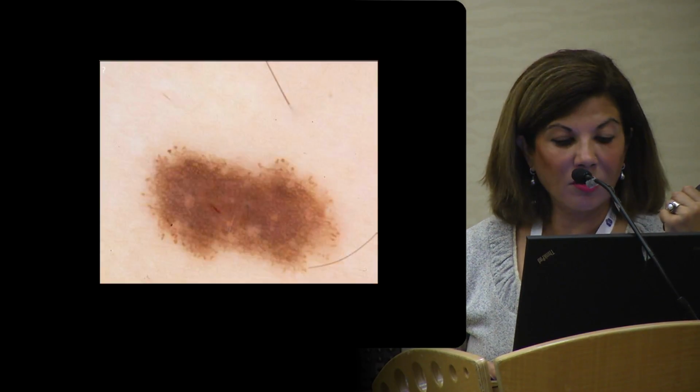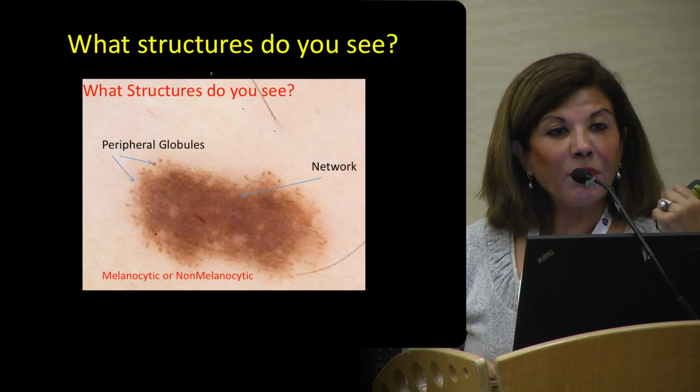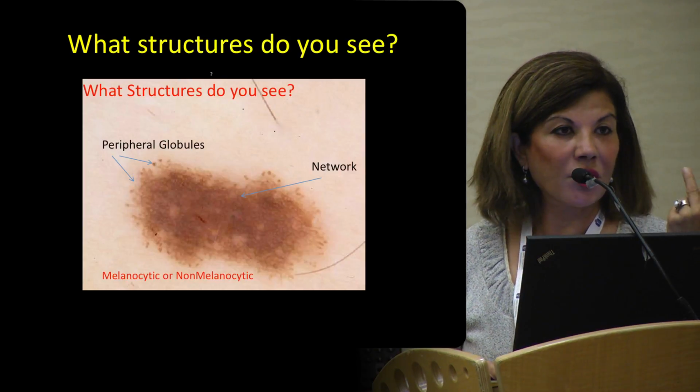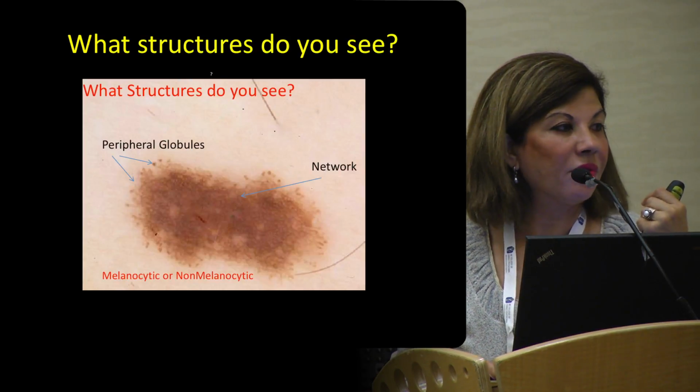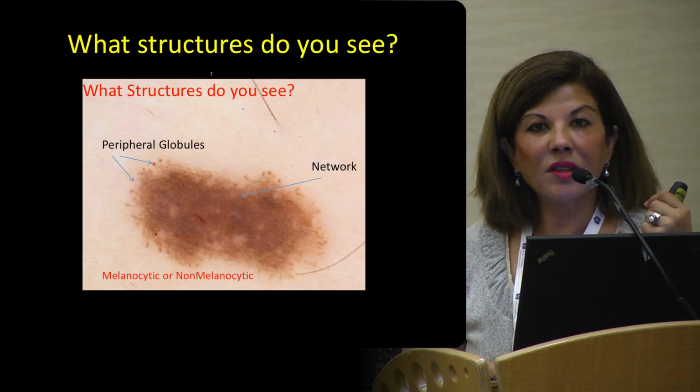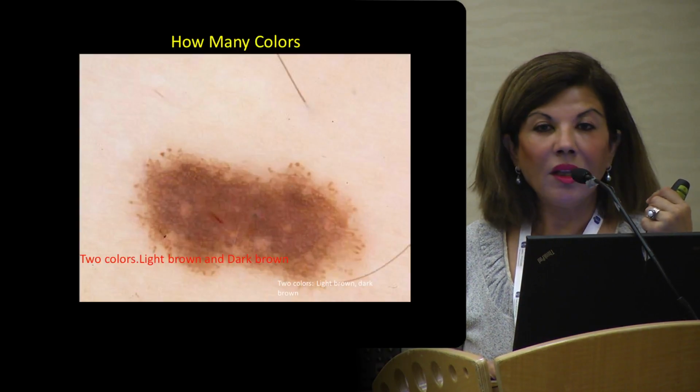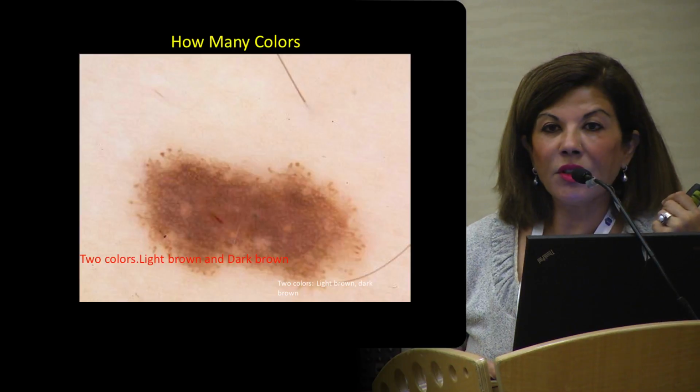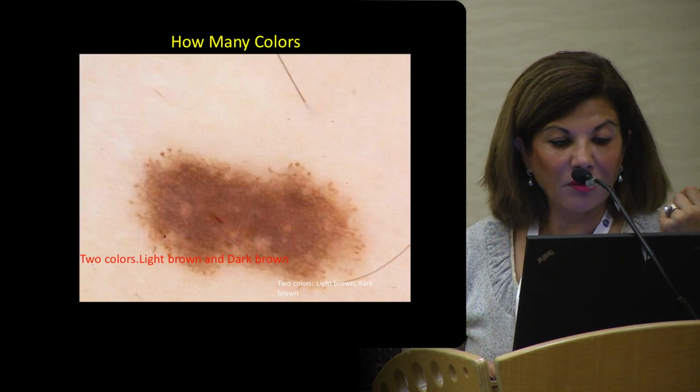Dermoscopically, this is what it looks like. How many structures are present? Two structures. You see a network and you see a peripheral rim of globules. Therefore, this is a melanocytic lesion. How many colors? Here again, we see two colors, light brown and dark brown.